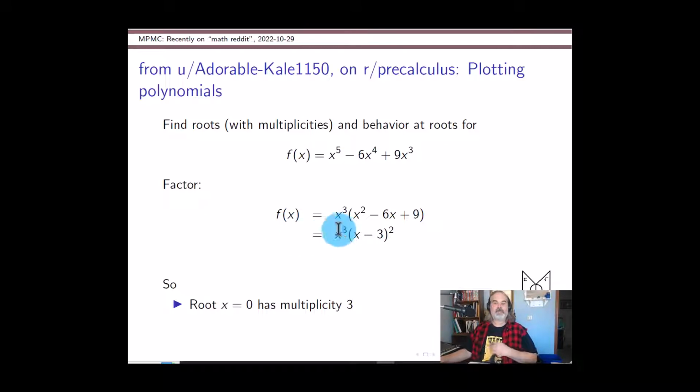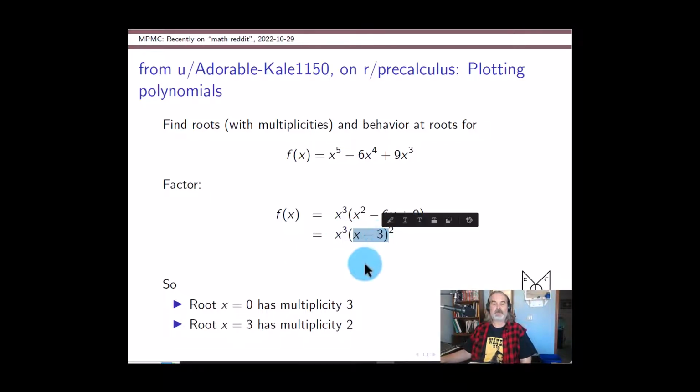The multiplicity is how many times in the expression for the function that root appears. Since x cubed is technically x times x times x, it has multiplicity 3. And then also there's a value x equals 3 that will make this 0, which will make the whole function 0. So x equals 3 is a root. And because this factored term right here is (x minus 3) times (x minus 3), that root makes an appearance twice, and so it has multiplicity 2. Okay, that's the basic stuff.